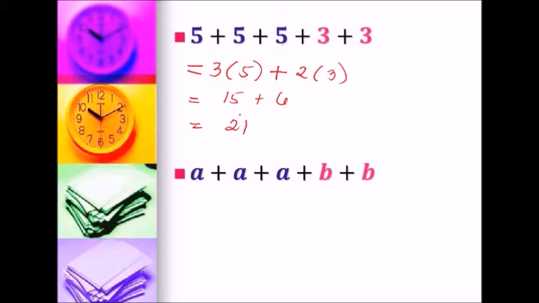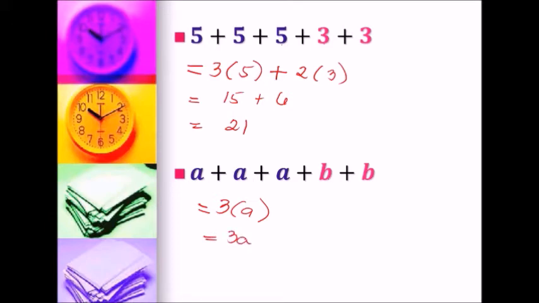Okay, so it's 21. Now, on the next statement, instead of having 5 plus 5 plus 5, we have a plus a plus a. And instead of having 3 plus 3, we have here b plus b. If we are to write this in a multiplication statement, same as what we did earlier, because we have three pieces of a, or a plus a plus a, considering the addition of similar terms, it is 3 times a, or we already know that this is 3a.